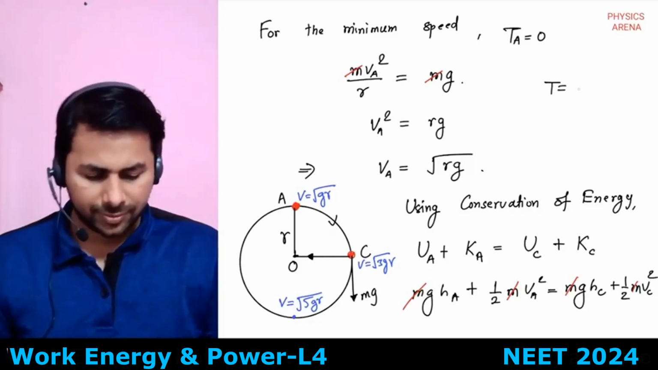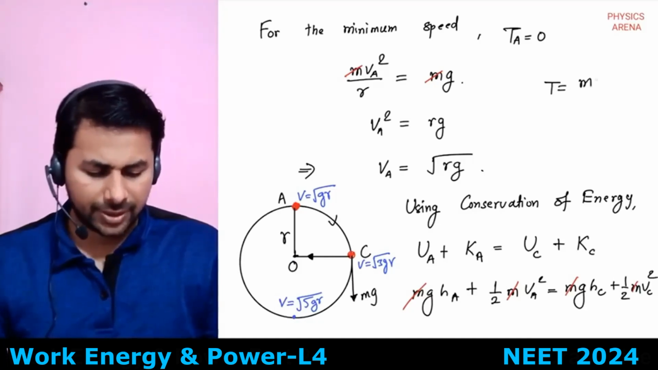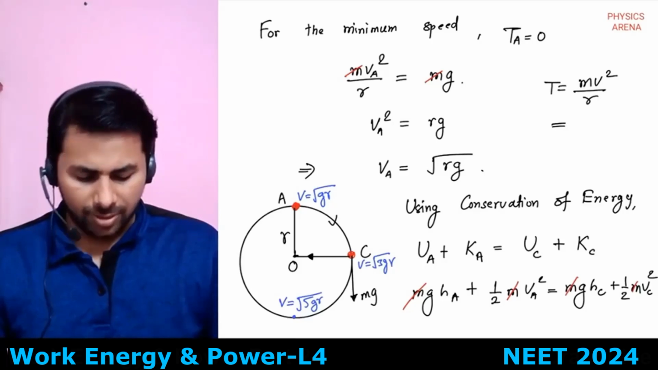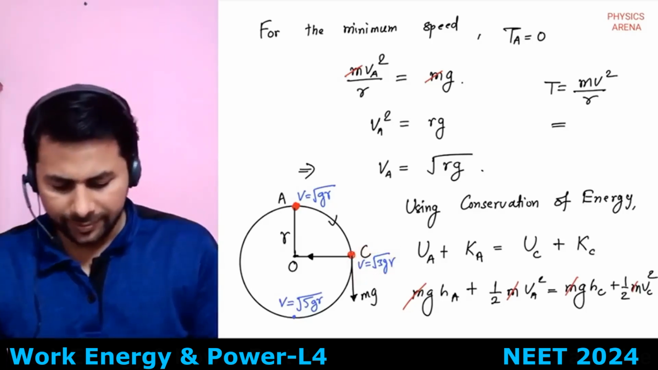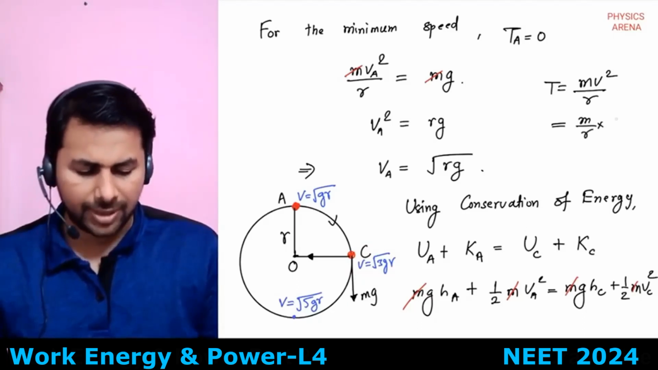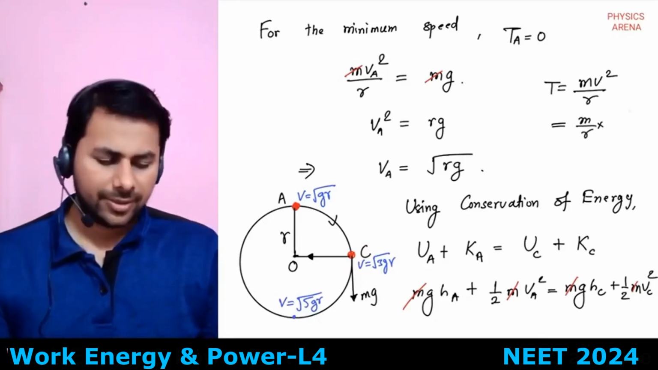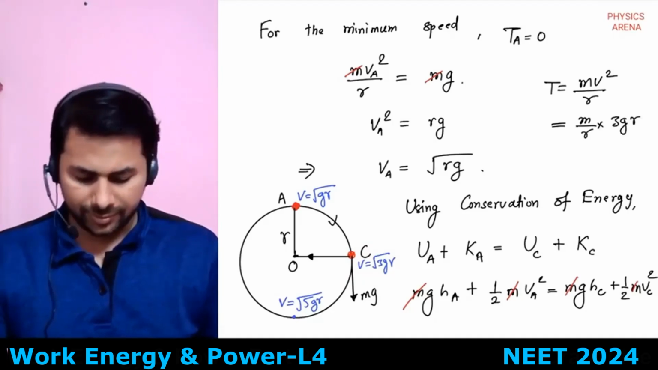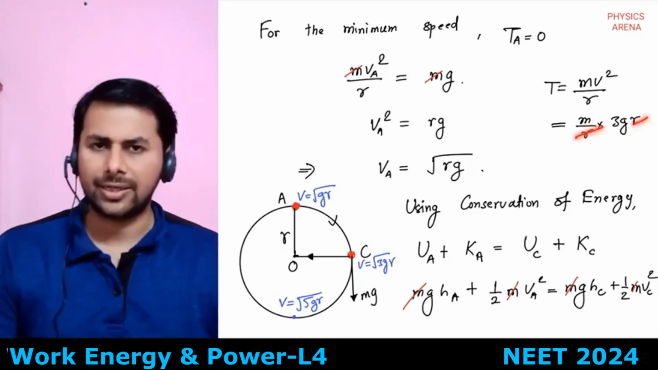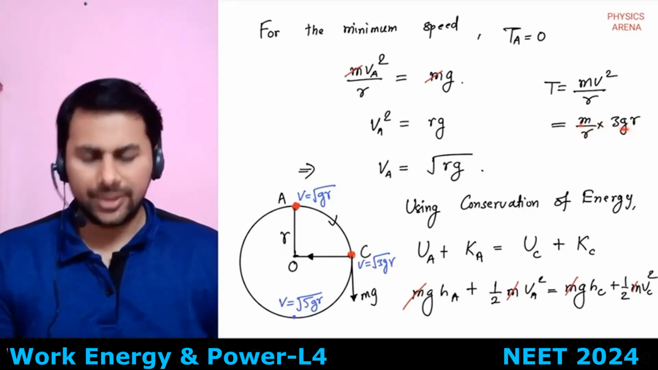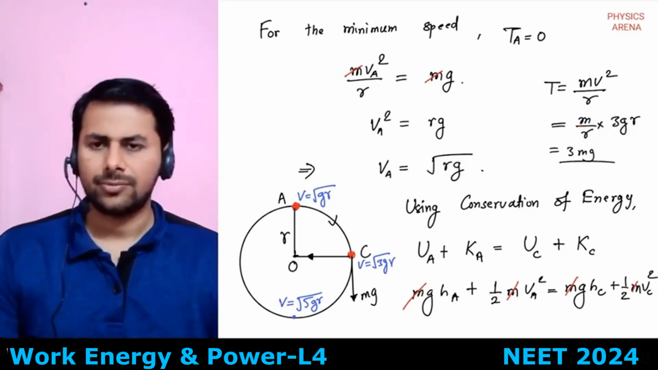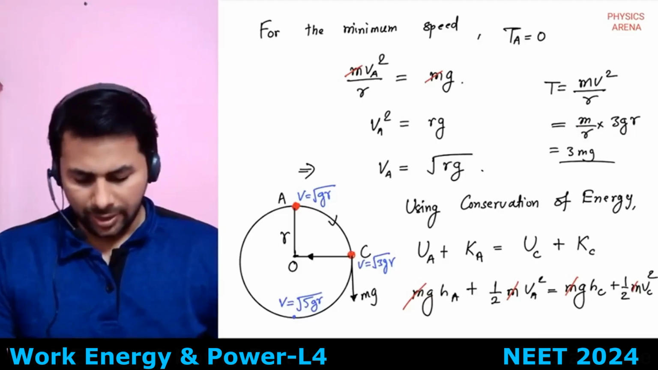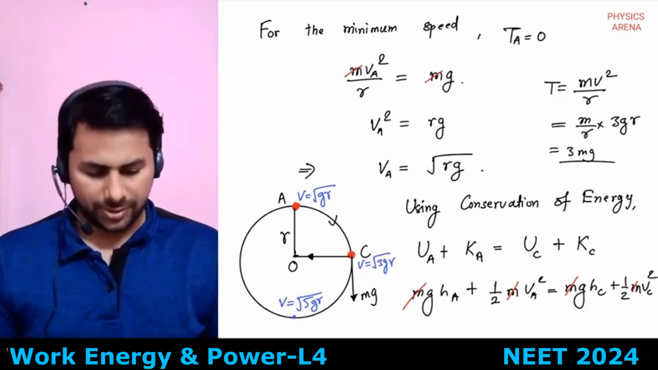T is equal to, centripetal force is mv square upon r. Put v equals this value, square root of 3gr. So you have m upon r multiplied by square root of 3gr squared, 3gr. So r and r will get cancelled. It is m times 3g, or 3mg. So at this point, the tension will be 3mg.